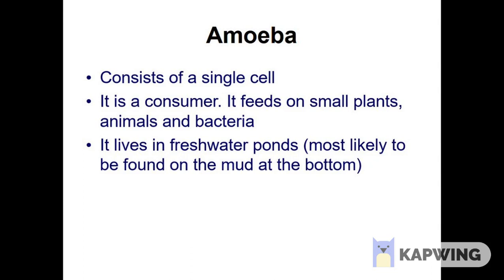It can't do photosynthesis. It doesn't have chlorophyll, so it has to depend on prey cells. So amoeba is a unicellular organism, and it basically feeds on small plants and animal cells and even small bacteria.